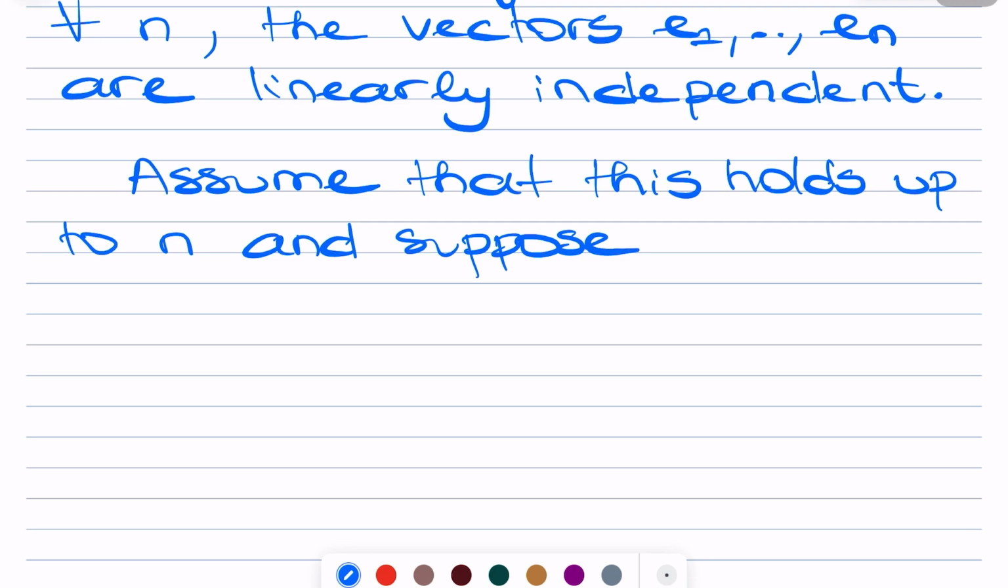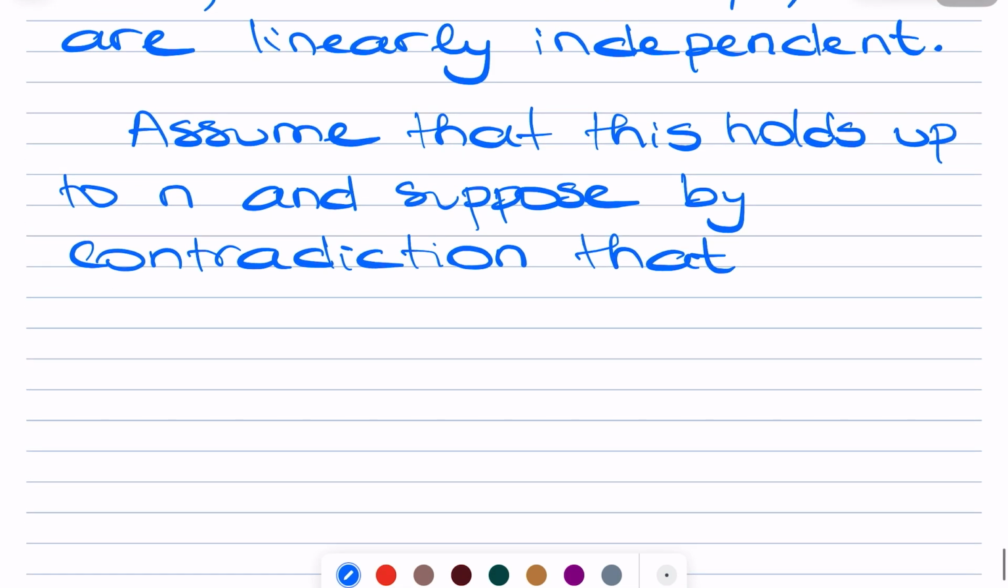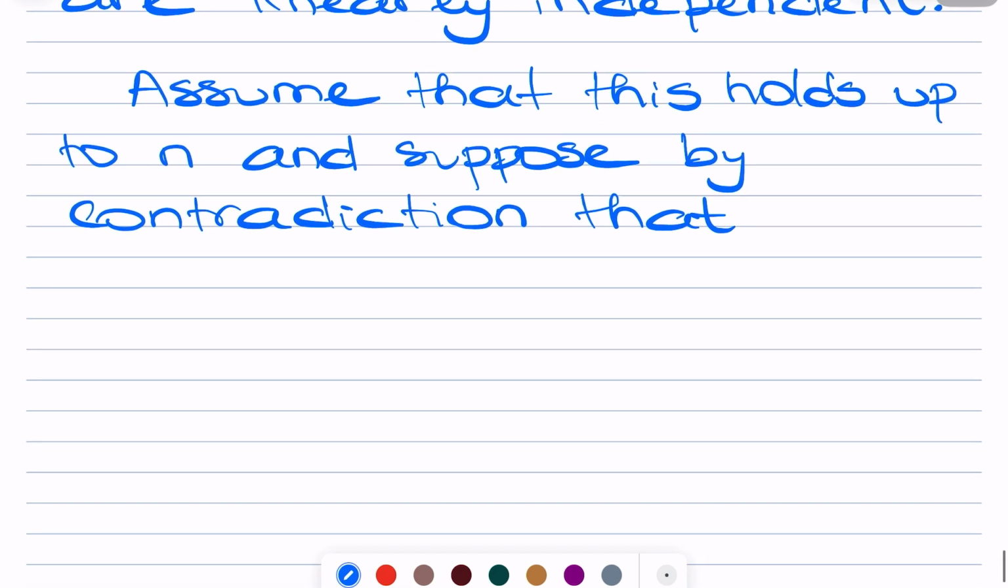Suppose by contradiction, maybe I should mention it so you don't get lost. Here we want to show that the composition is true at the rank n plus 1. So I assume by contradiction that it is not true. That means that e_{n+1} is a linear combination of the previous e_n, so this is the summation of alpha_i, i running from 1 to n.